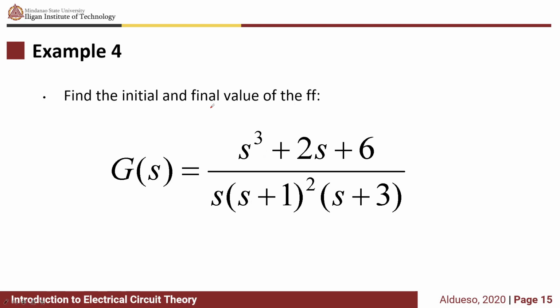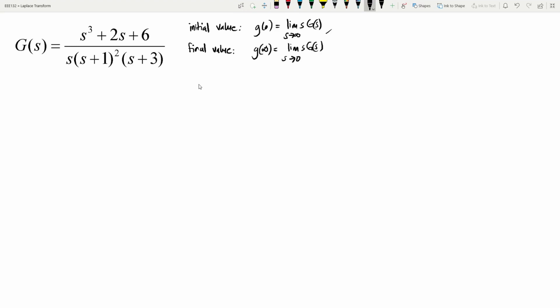The next example is find the initial and final value of the following function. So we are given G of s equal to s squared plus 2s plus 6 over s times quantity s plus 1 squared times quantity s plus 3. So the initial value property says that g of 0 is equal to the limit of s times G of s as s approaches infinity.